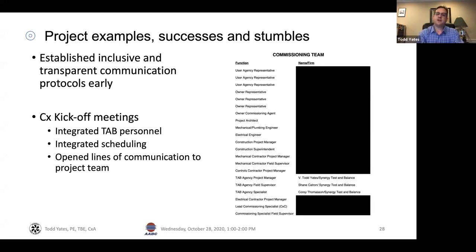Here was the commissioning team, and I've blanked out the names of the other parties for their privacy, but you can see how many people were on there. The owner's user, the owner's representative, the owner's commissioning agent, who was really just a person giving oversight to the commissioning process, the architect, the mechanical and plumbing engineer, the electrical engineer, the construction managers, mechanical contractors, the controls contractor. These are all the people that we need to have a successful test and balance project.